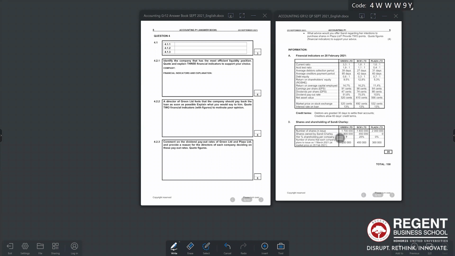So in this case, now the question, let's answer it. The director of Green Limited feels that the company should pay back the loan as soon as possible. Explain what you would say to him. So you're going to say that the debt equity ratio was 0.6:1. The business there is low risk. It's still positive gearing. I will look at my return on total capital employed, 14.7%, as compared to the interest rate, and therefore there is no need to pay off the loan immediately.